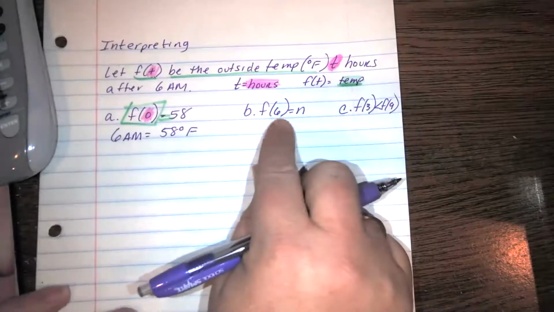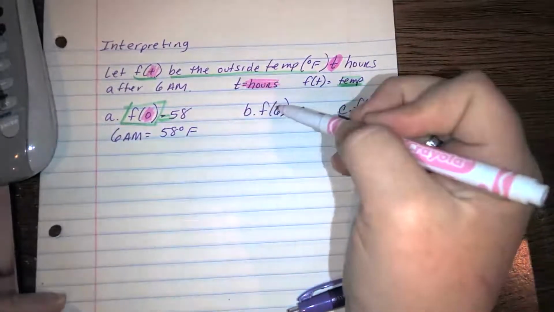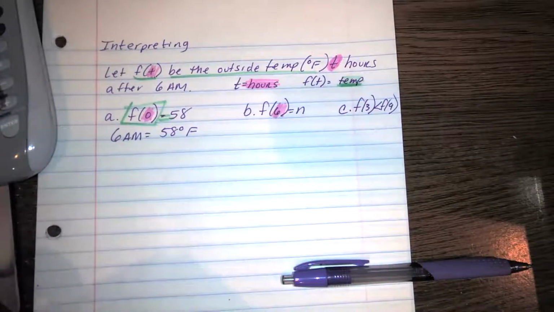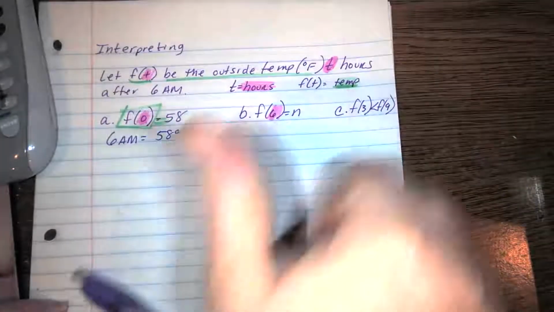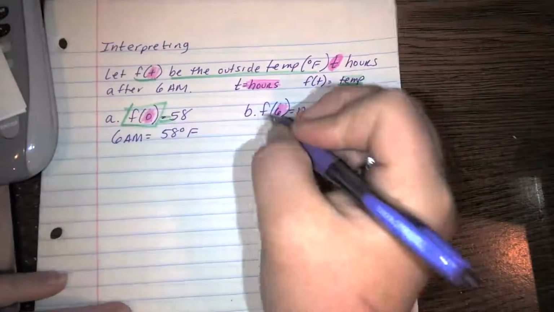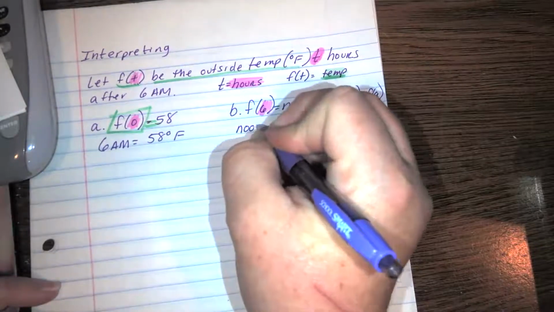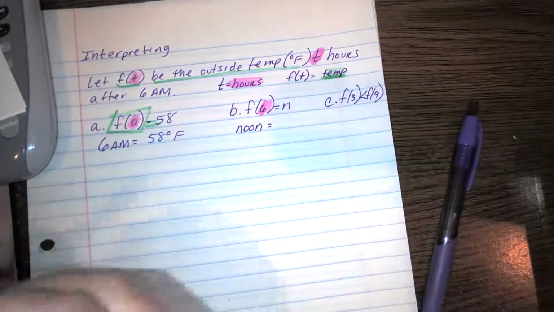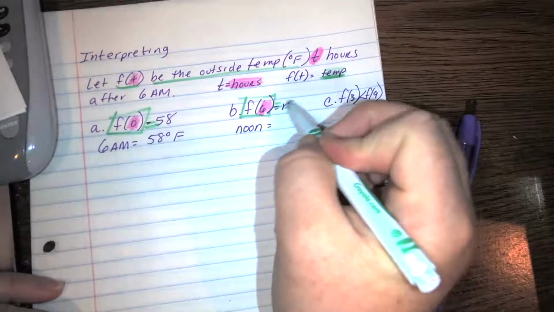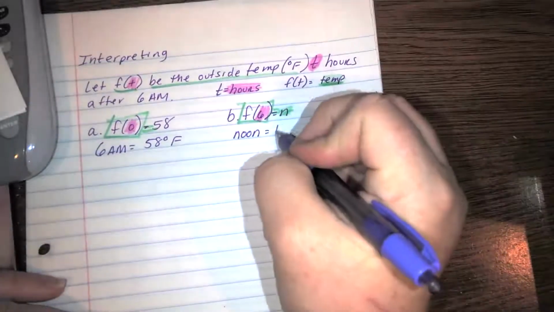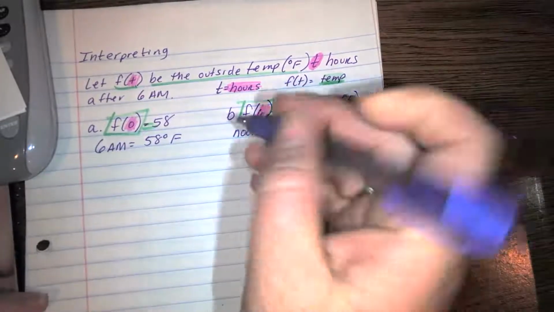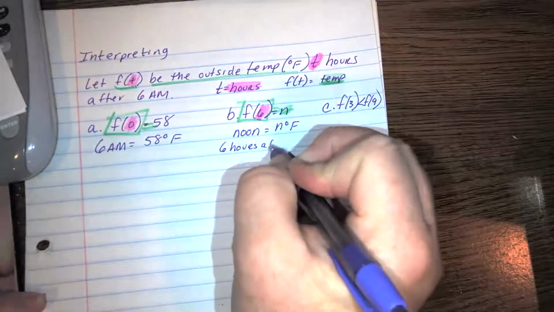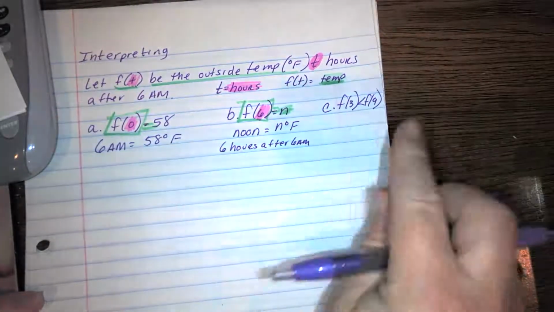All right, so what in the world does this mean? 6 what? 6 hours after what? Hour 6 after 6 a.m. 6, 7, 8, 9, 10, 11. Oh, that's noon. Oh, so at noon, wow, that doesn't make a whole lot of sense, but we'll count it. At noon, our temperature is N degrees Fahrenheit. Huh, because it gives me an N. So 6 is 6 hours after 6 a.m. All right, I like this one.